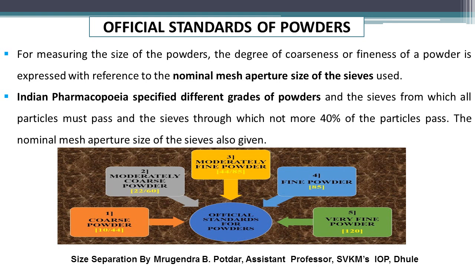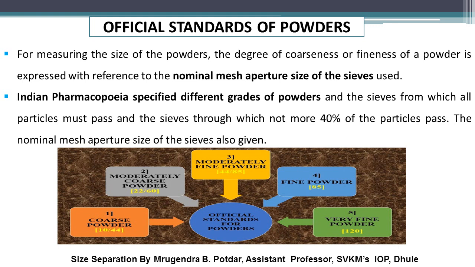In the same way, moderately coarse powder has a particle size of 22 to 60, that is, all particles will pass through sieve number 22 and be retained on 60, and not more than 40% will pass through sieve number 60. Moderately fine powders are sieve number 44 to 85: all particles will pass through sieve number 44 and be retained on 85, but not more than 40% of particles will pass through sieve number 85.